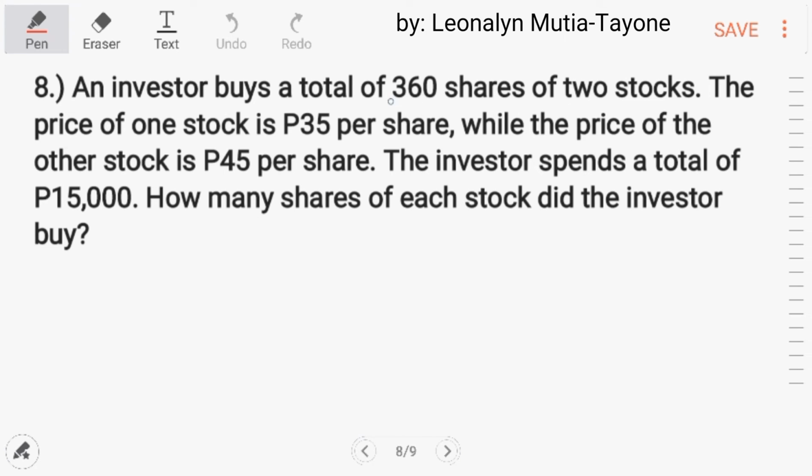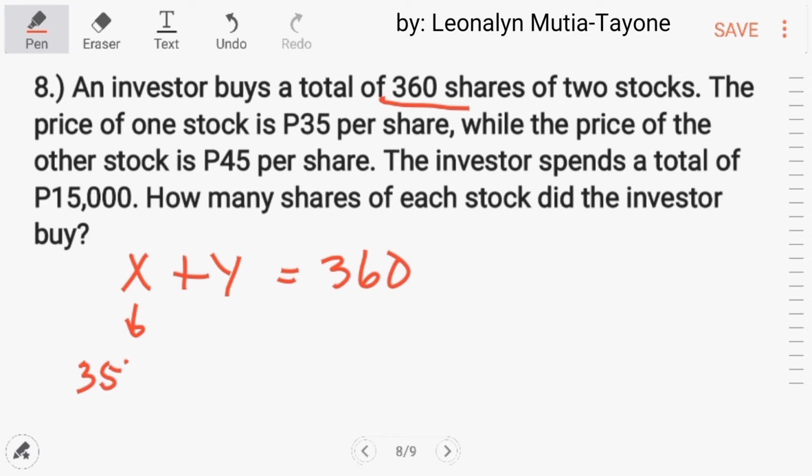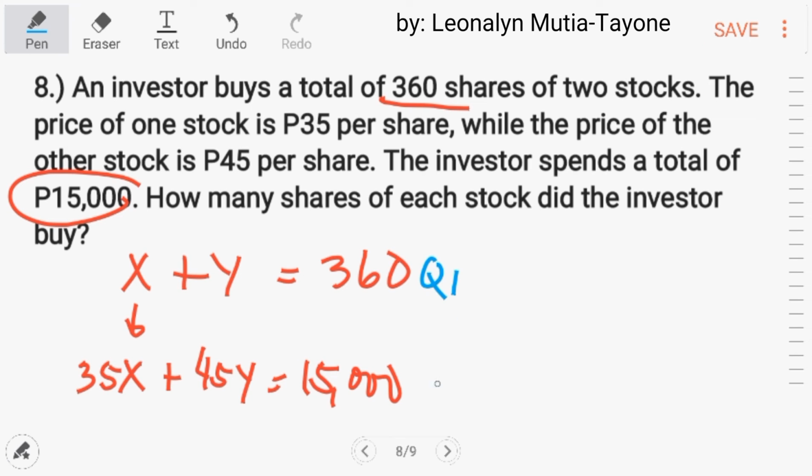Yung first statement muna tayo, yung 360 shares of 2 stocks. And that is X plus Y equals 360. The price of one stock is 35 per share, while the price of the other stock is 45. So let this be 35x plus 45y equals 15,000. So this is our equation 1, and this one is equation 2.